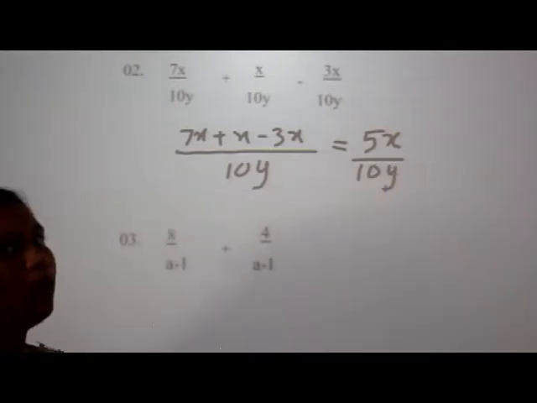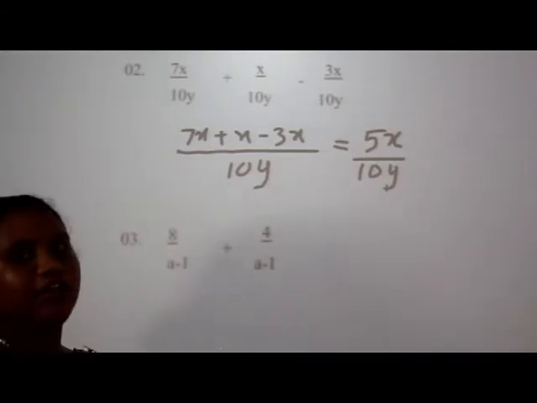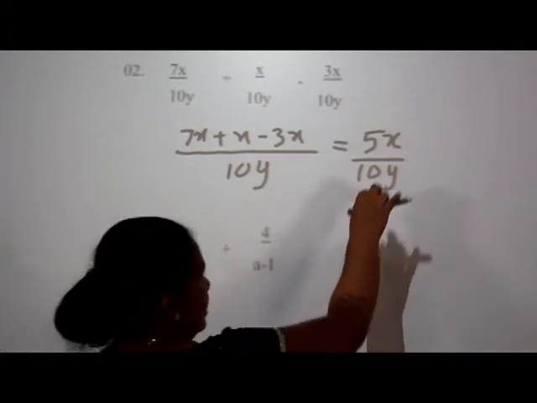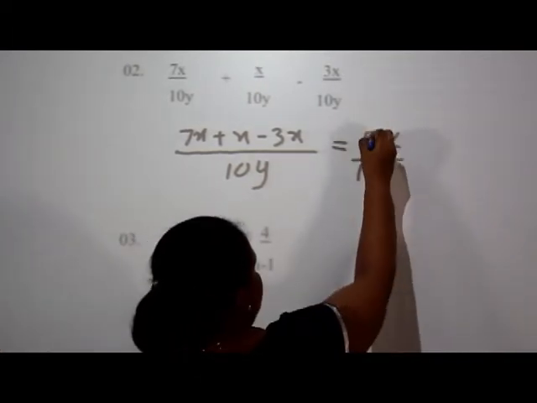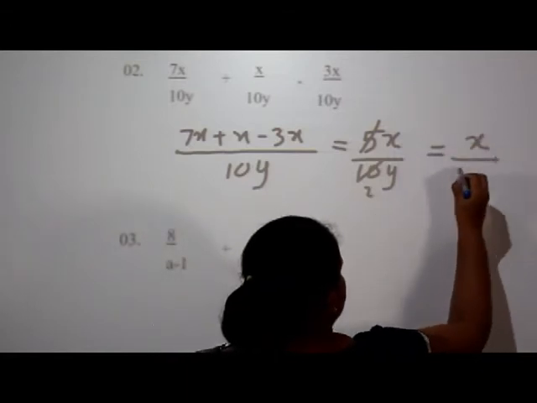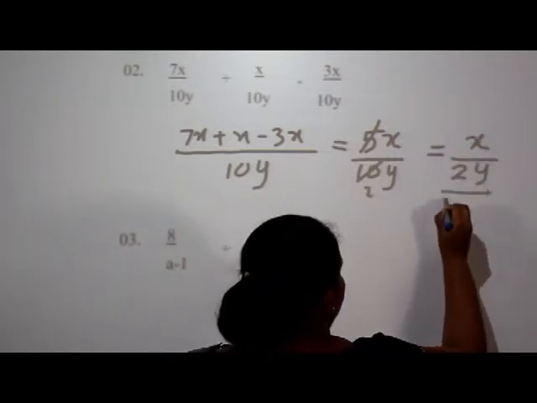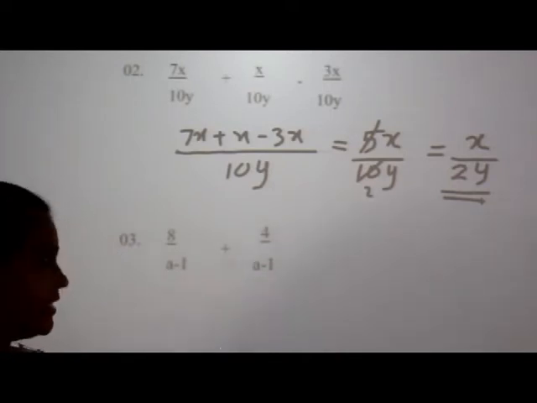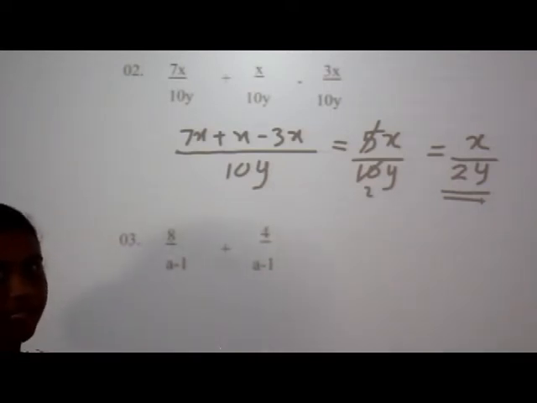Did you see the common factors here? You can simplify it more. How? You can divide 10 by 5. Then we can cut 2. Then the answer is x over 2y. Just easy. Let's take next one.